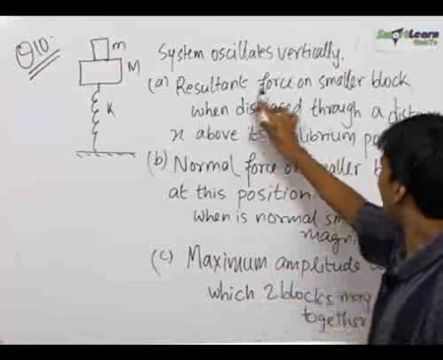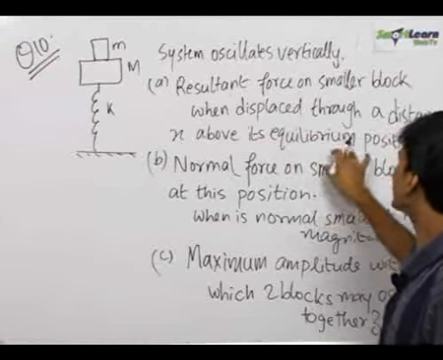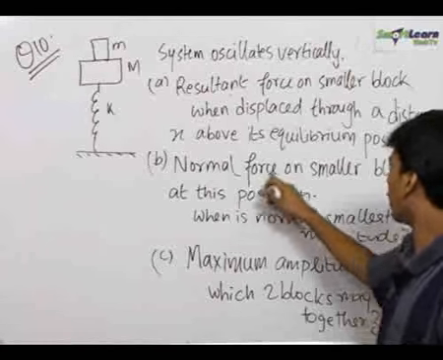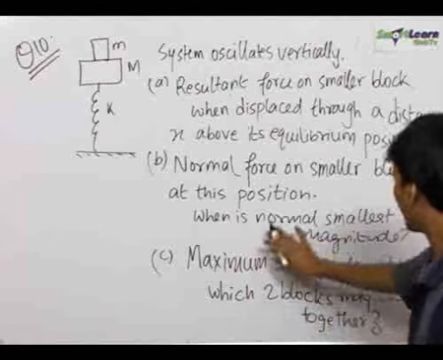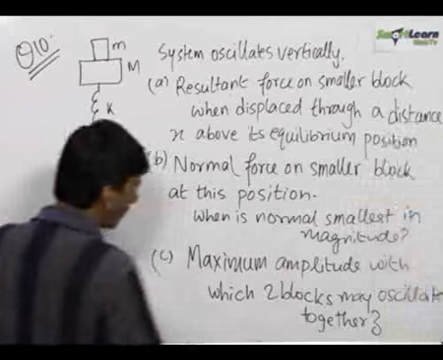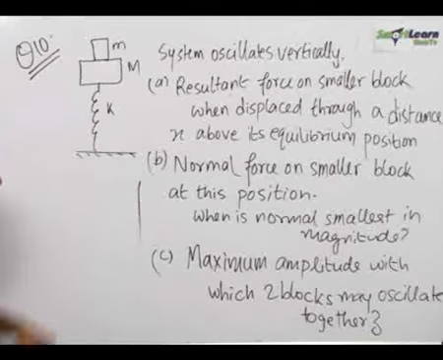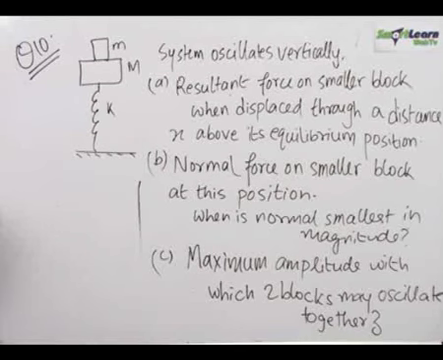We need to find out the resultant force on the smaller block when displaced through a distance x above its equilibrium position, the normal force on the smaller block at this position, and when the normal force is smallest in magnitude. We also need to find out the maximum amplitude with which the two blocks may oscillate together. Let us start with the first part: the resultant force on the smaller block when displaced through a distance x above its equilibrium position.